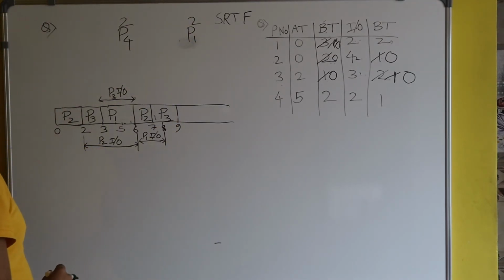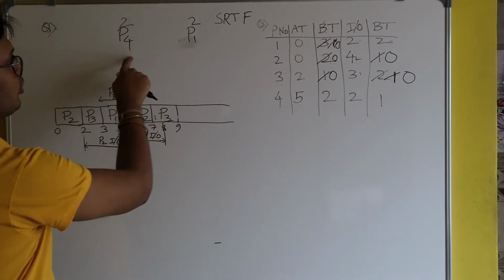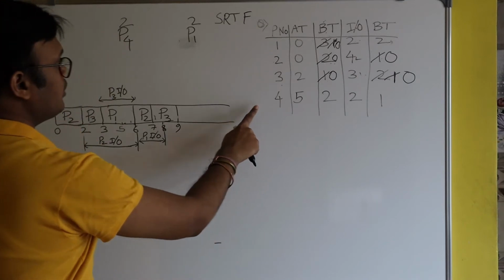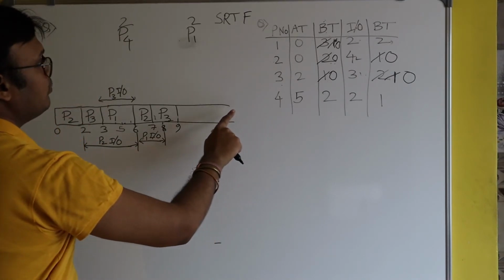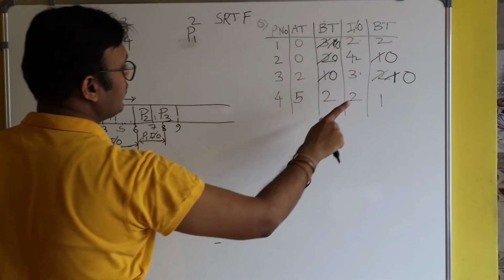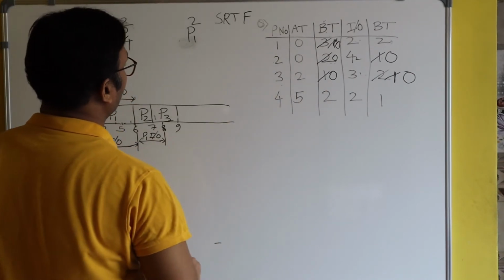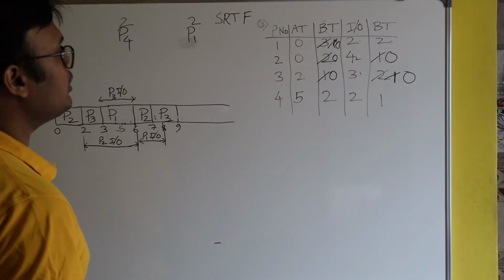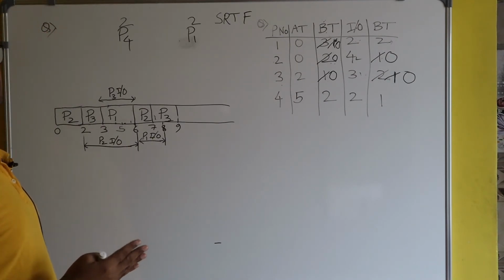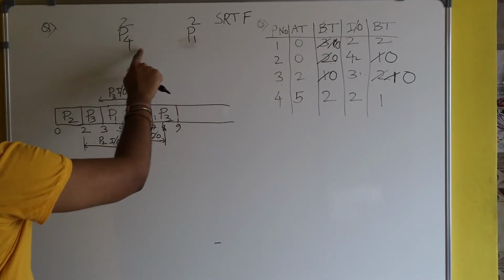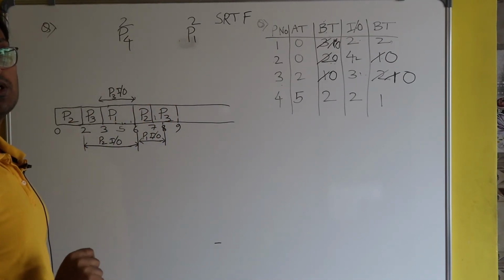So now we have 2 processes, process P1 and process P4. Process P1's last burst time is left, but process P4 is yet to execute its first burst time. Anyway, the CPU will be given to the process which has lower burst time. But here you can see both process P1 and process P4 have the same burst time.